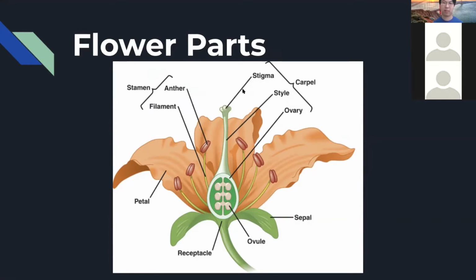And the stigma is where the pollen will land. So the stigma's job is essentially a place for the pollen to land. The style helps the pollen come down and fertilize the ovary. So carpel, stigma, style, ovary, this is all female. The stamen, which is the anther, and the filament, this is all male. The petals help to attract pollinators, and the sepals help to provide support for the mature flower and protect it before it has flowered.